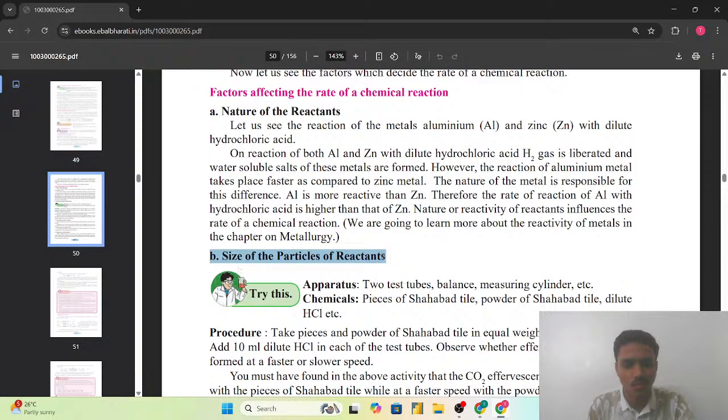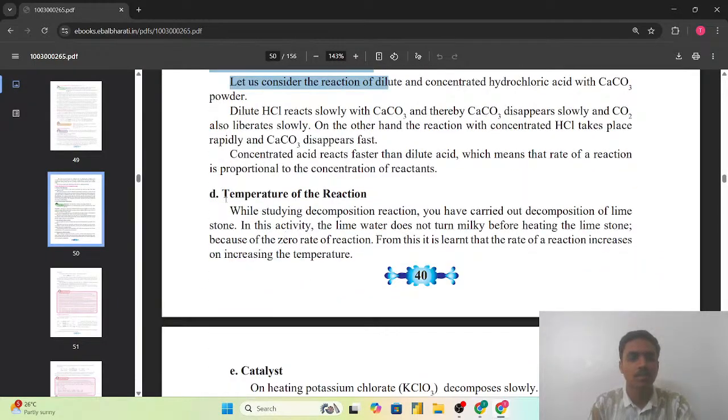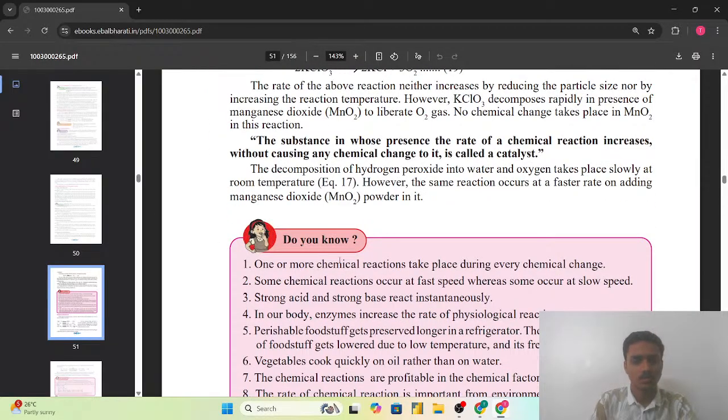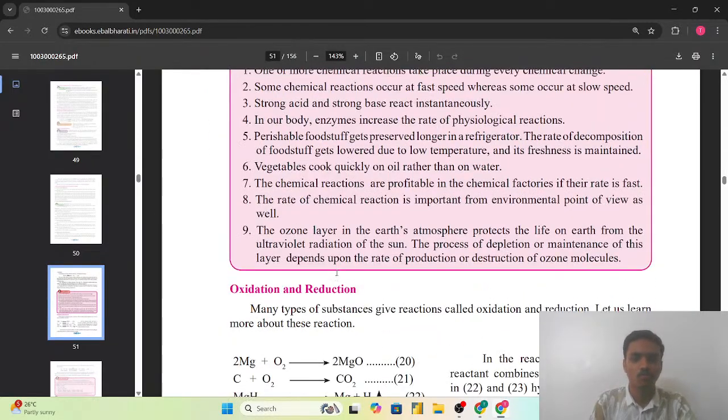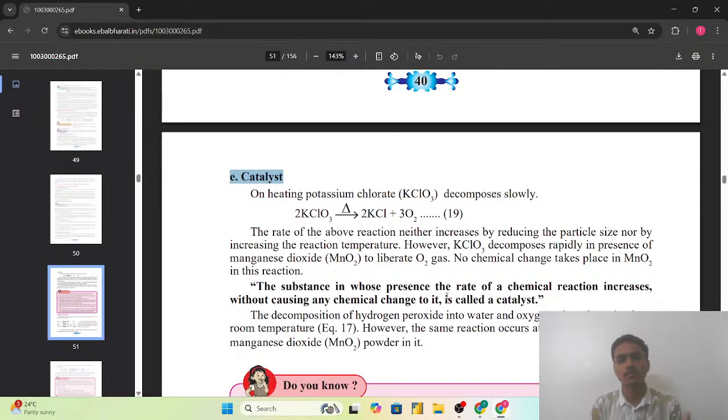Then second is the size of the particles of the reactant, concentration of the reactants, temperature of the reaction, catalyst. These are all the factors that were actually playing an important role in either increasing the speed of the reaction or decreasing. So we have seen various different examples and we have understood about that.